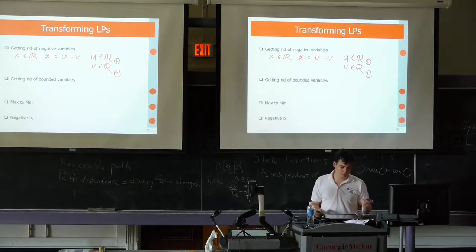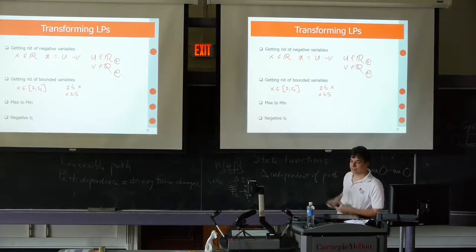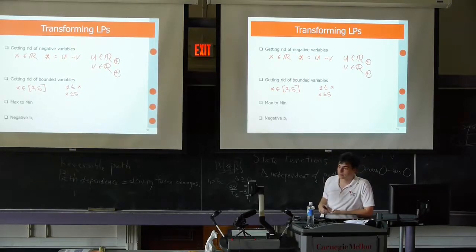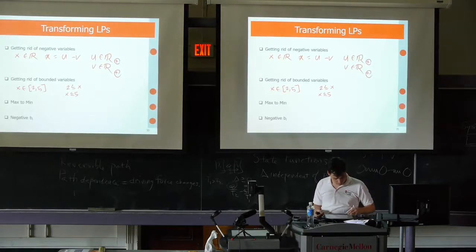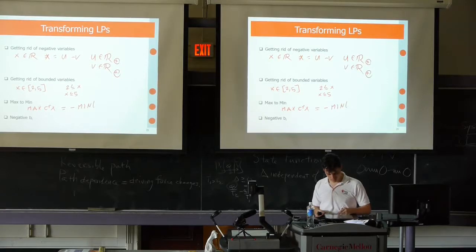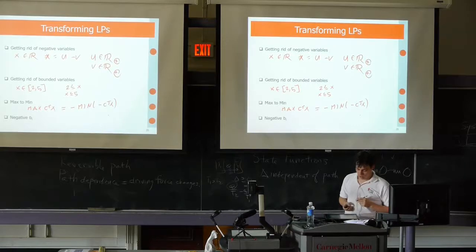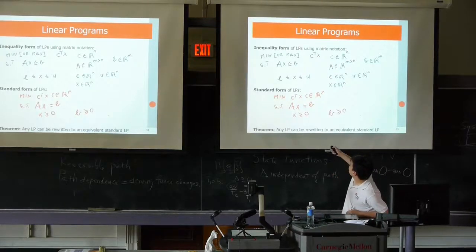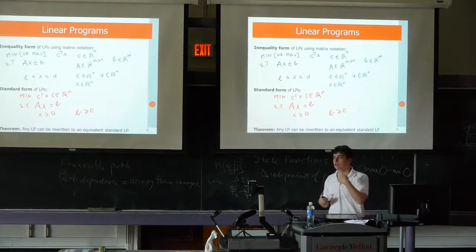Okay, how can we get rid of bounded variables? For example, if I have x is between 2 and 5, I can just add this to the matrix A. If I have this to calculate the maximum of c transpose x, but I can solve only minimization problems, what can I do? And what can I do if in the vector b a component is negative? How can I make it non-negative?